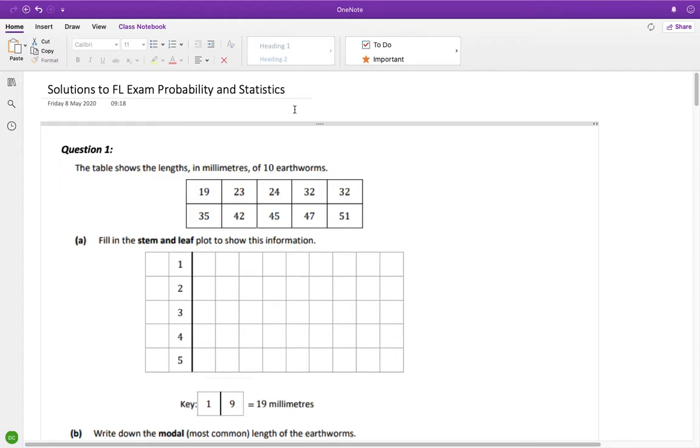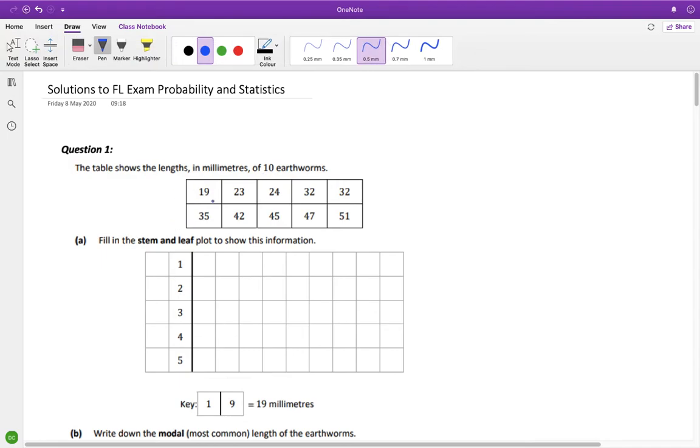Level probability and statistics exam. The table shows the lengths in millimeters of 10 earthworms. Fill them into the stem and leaf plot. Okay, so the first one, 1 and the 9 goes here. 2, 3, 2, 4, 3, 2, 3, 2, 3, 5, 4, 2, 4, 5, 4, 7, and 5, 1.